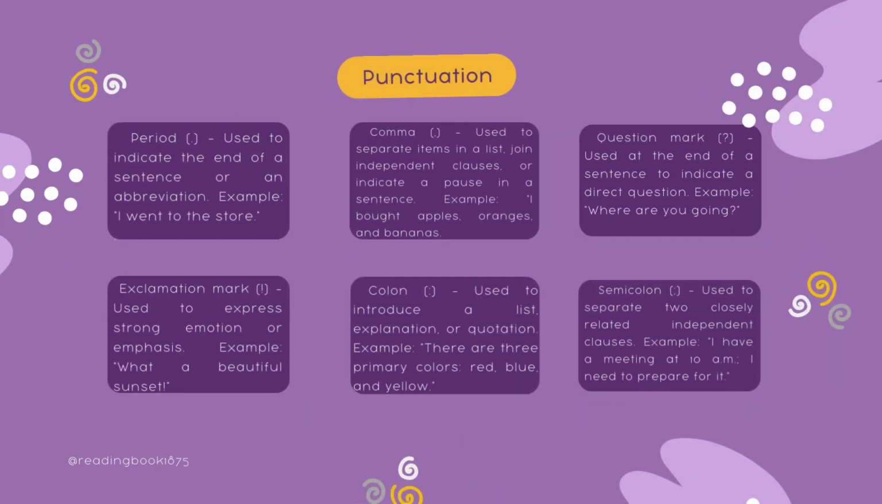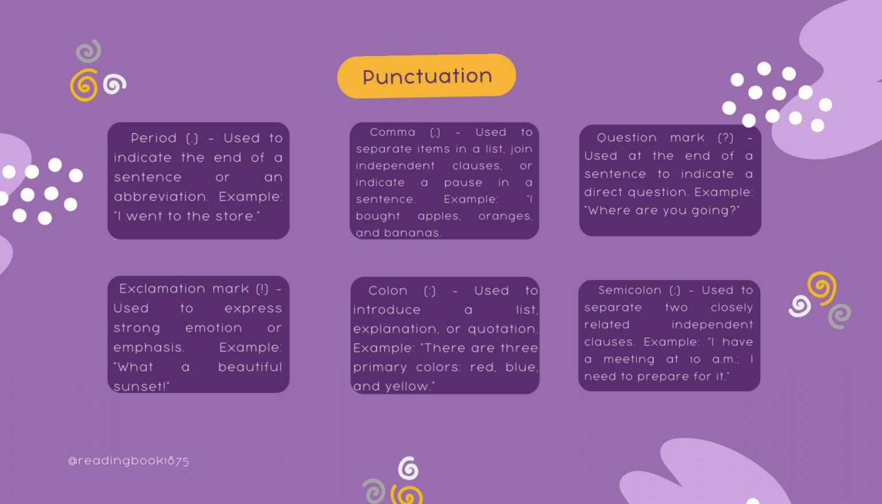Punctuation. 1. Period, used to indicate the end of a sentence or an abbreviation. Example: I went to the store. 2. Comma, used to separate items in a list, join independent clauses, or indicate a pause in a sentence. Example: I bought apples, oranges, and bananas. 3. Question mark, used at the end of a sentence to indicate a direct question. Example: where are you going?